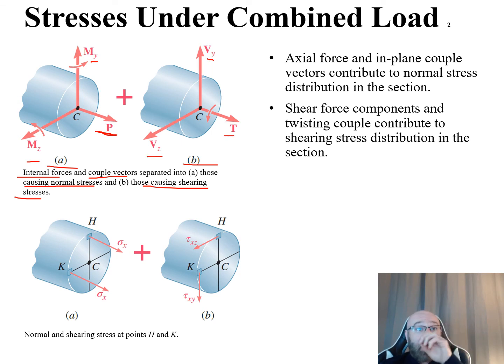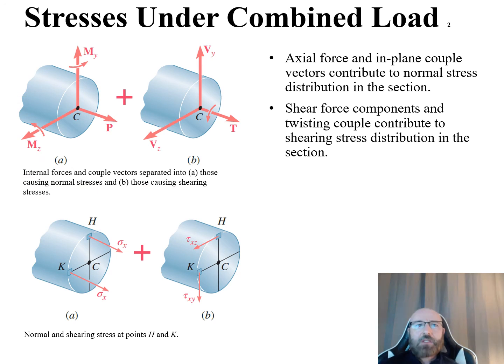So going back to part A, we can see we have this P here. What P is, this is our centric axial force that produces normal stresses in the section. We also have our couple vectors right here, our My and our Mz, that cause the member to bend and also produce normal stresses in our section. So now moving back over to part B of our diagram here, we can see we have our twisting couple T and our shearing forces Vy and Vz. So these shearing force components and the twisting couple are going to contribute to the shearing stress distribution in our section.